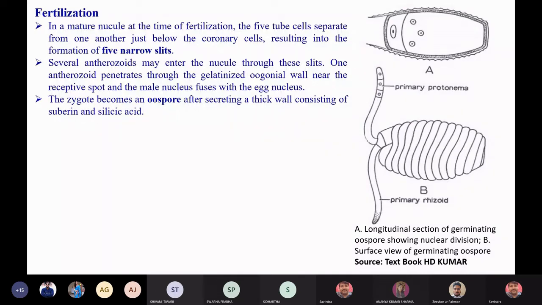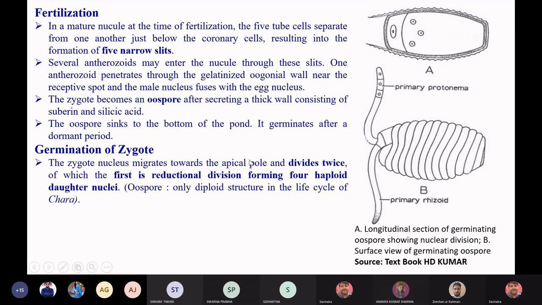oospore मैंने आपको बताया जब भी हम ऊ की बात करते हैं means बड़ा, it is a big zygote having a thick cell wall, and now this zygote will be known as oospore, and it will survive during the unfavorable condition. Okay, and where will it go? It will be on the bottom of the pond, and it germinates when the environmental condition is suitable for germination.